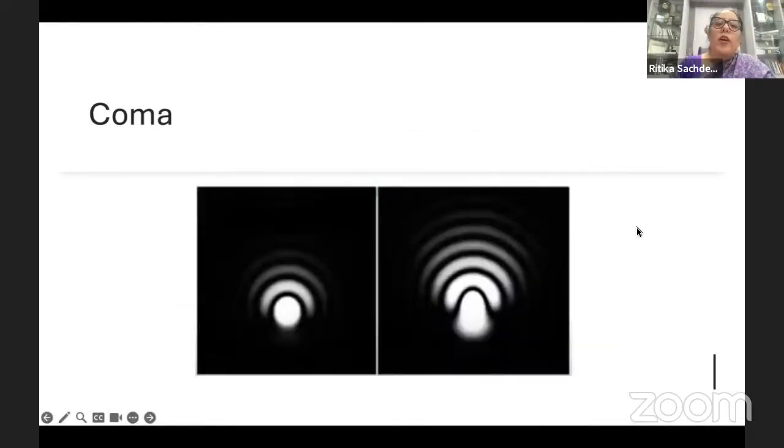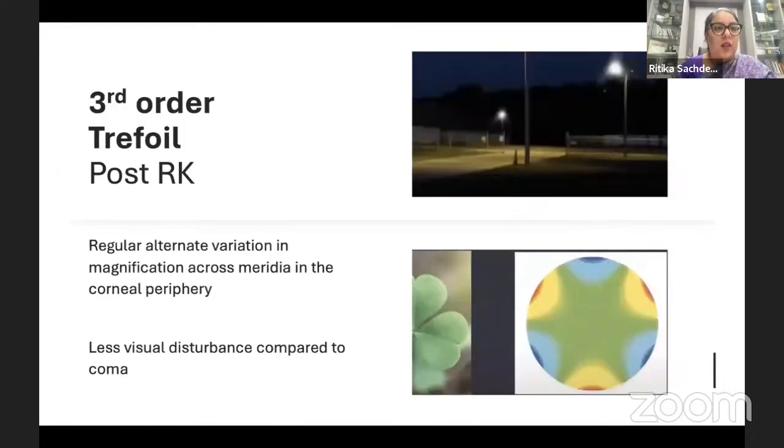Now, this is what a coma does to the patient. Again, it's more central, so it disrupts your vision in the central part. So it gives you a comet-like tail to a point.